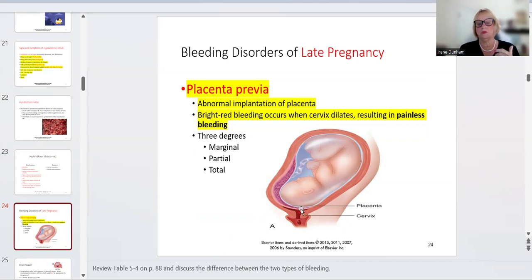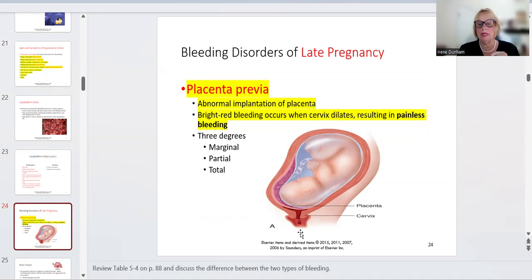Okay, marginal is about 2 to 2.5 centimeters from the internal os, and a complete previa, this placenta is lying right over that internal os. So what's presenting first? The placenta.